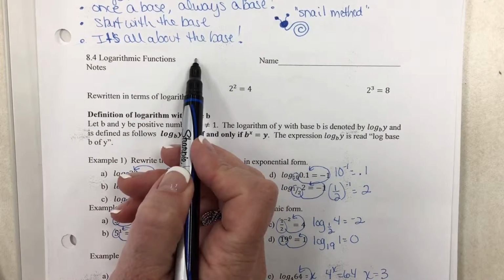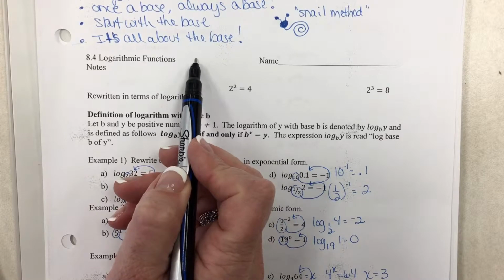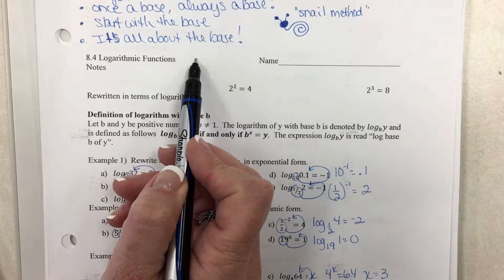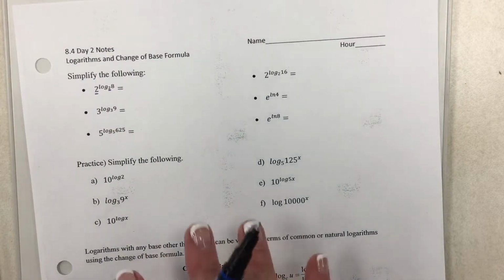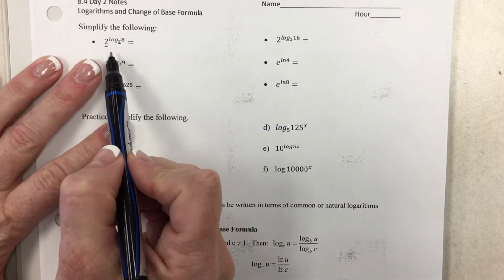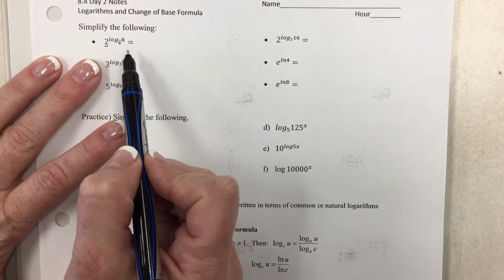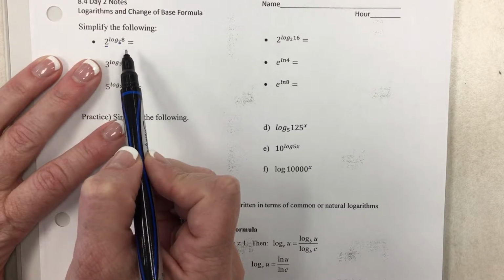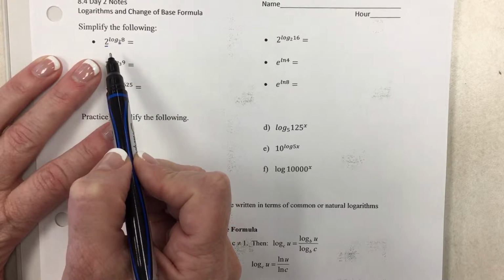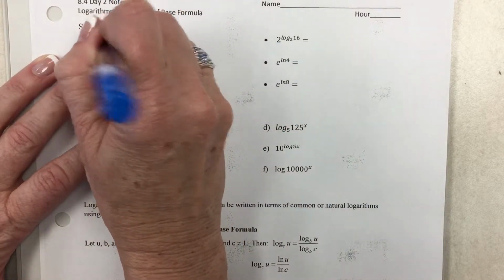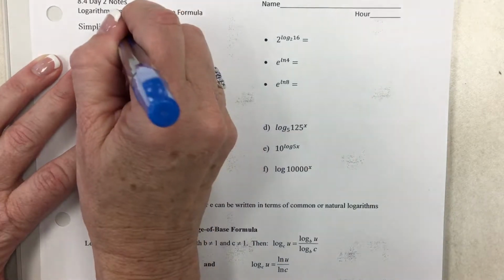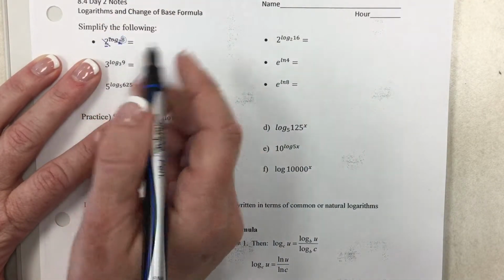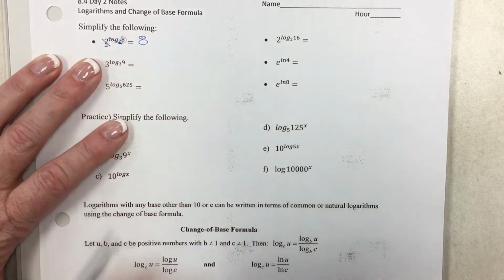It's all about the base. Yesterday it was kind of fun, kind of cutesy, but it really is, especially today, it's all about the base, all right? So if the base of the exponent and the base of the logarithm are the same, here it is right here, you get to cancel all that out. And you're only left with, in mathematical terms, it's called the argument, but you're left with just 8.